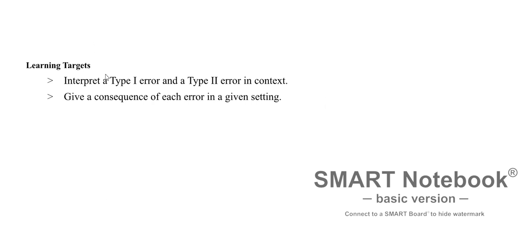Well, let's talk about type 1 and type 2 errors in the context of a problem. Type 1 and type 2 errors lead us to hypothesis testing, and whether or not we accept or reject a null hypothesis, and whether that was right or not. Then we're going to talk about the consequences of each error in the given setting. So without further ado, let's see some notes.